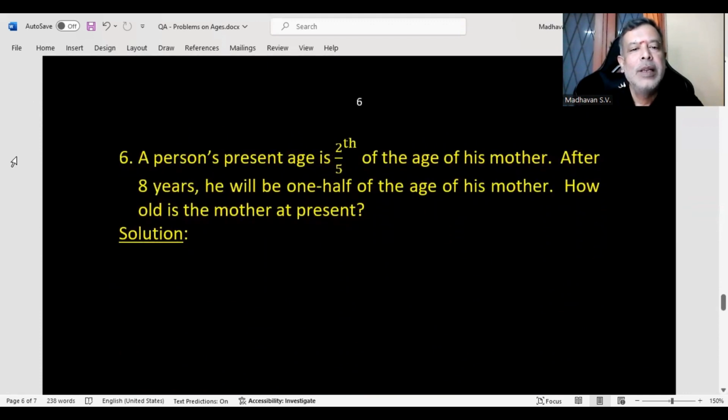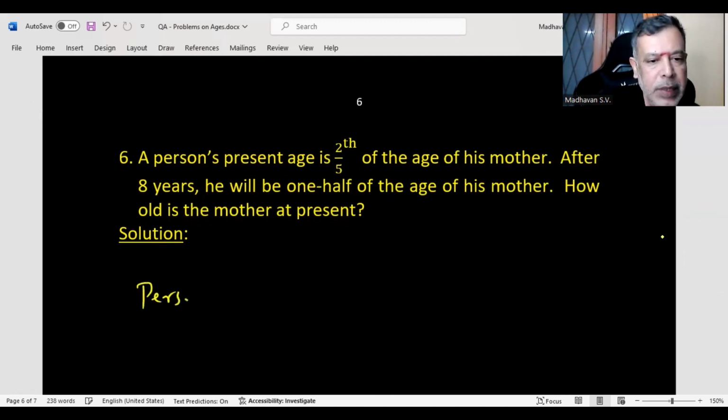A person's present age is 2/3 of the age of his mother. After 8 years, he will be 1/2 of the age of his mother. How old is the mother at present? So let me make a small table. Person, mother.